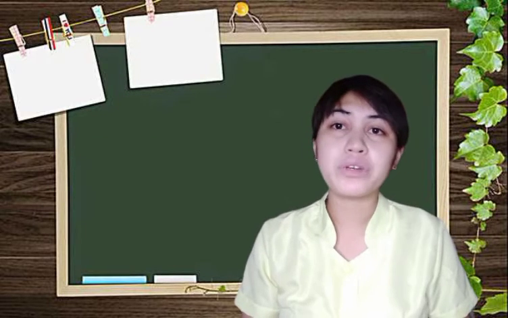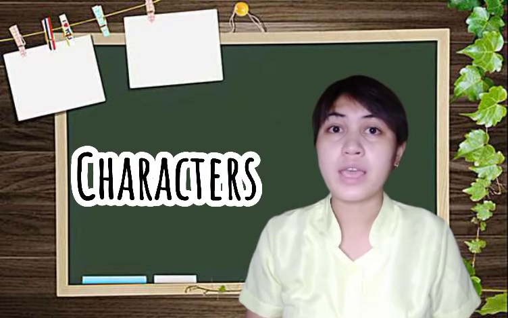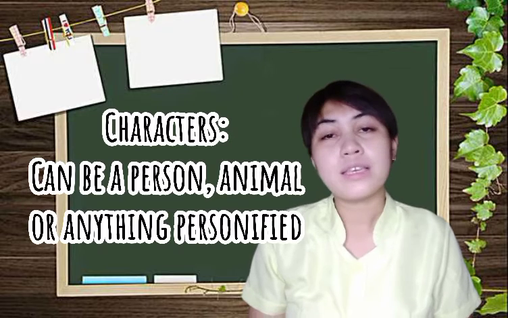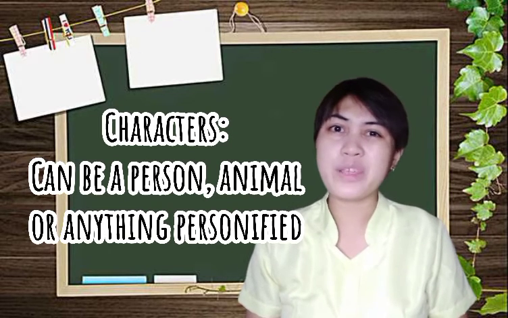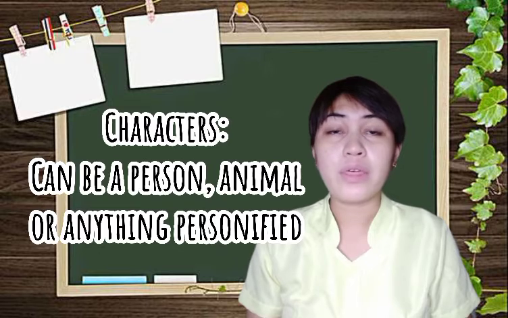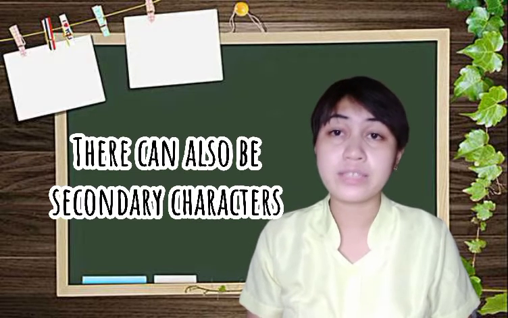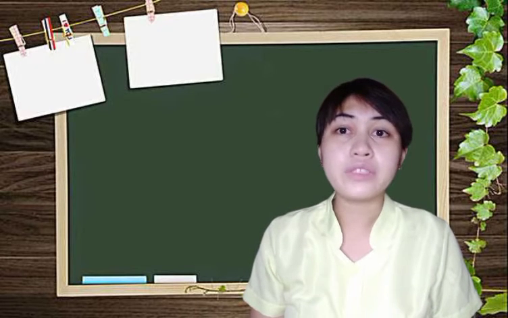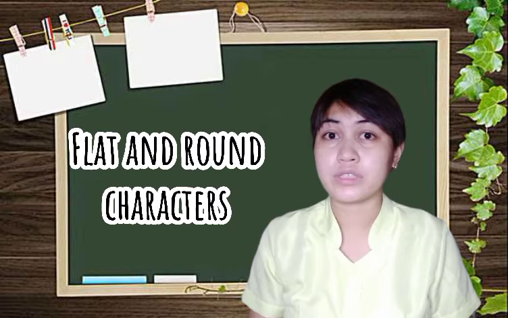In your graphic organizers, you identified also different characters that play certain roles in the story you chose. Characters can either be a person or animal, or really anything personified. There can be one main character or many, and often there are secondary characters, but not always. There are 2 kinds of characters, the flat and round character.